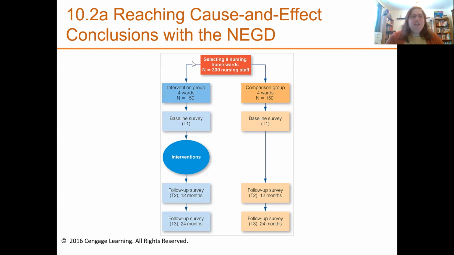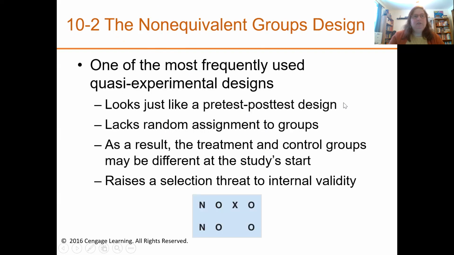So how can we potentially reach a cause and effect conclusion with a non-equivalent groups design?